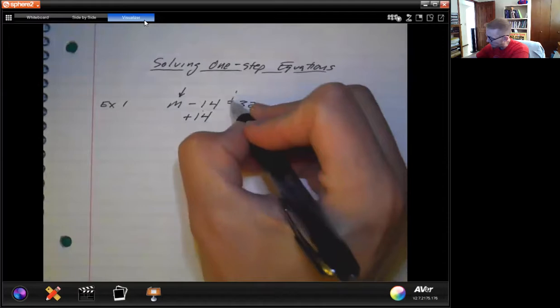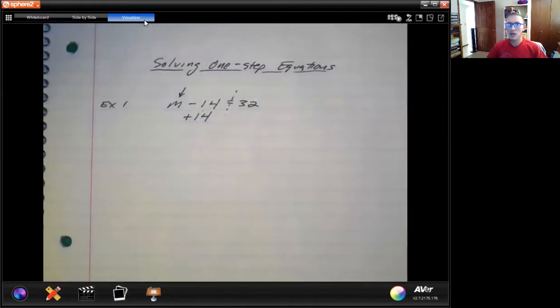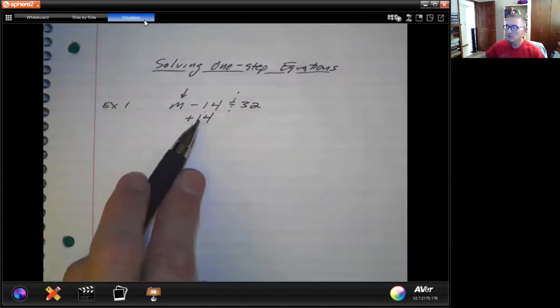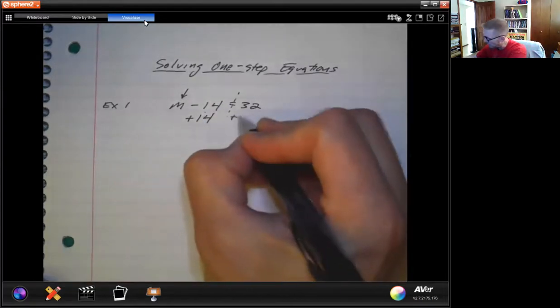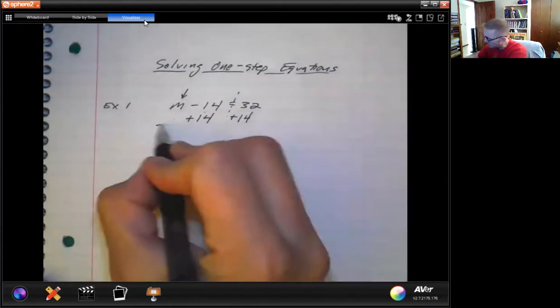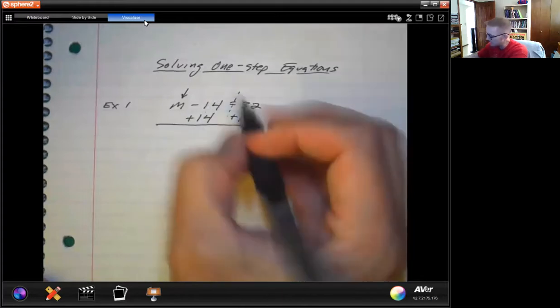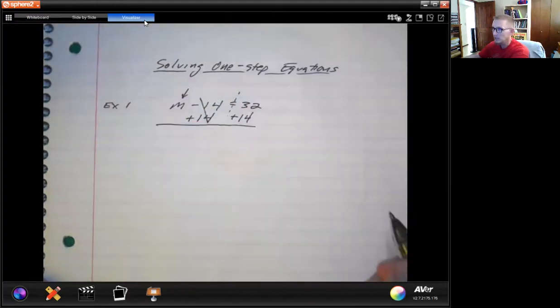Now we're going to give our little divider here through the equals sign. One of the keys when solving equations is whatever I do to one side, I have to maintain balance. I have to do it to the other side. So if I add 14 on this side of the equals, I have to add 14 to the other side of the equals. The 14s cancel out because they make nothing.